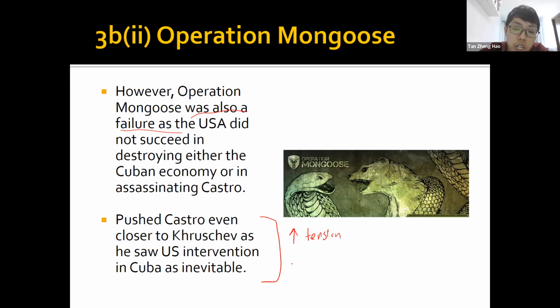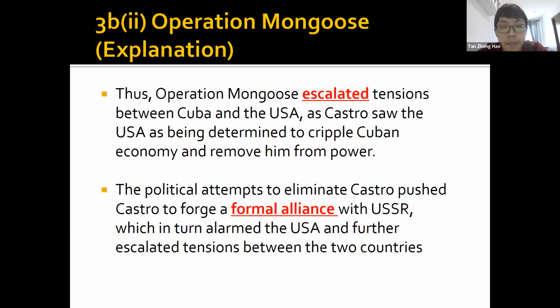The relationship between the US and Cuba is now really broken because you are really trying to kill me now. You are not declaring a war, but you're sending in these assassins to make so much trouble and threaten me directly. So Castro will now want to be closer to Khrushchev, who is the US enemy. So eventually it will result in a formal alliance between the USSR and Cuba.